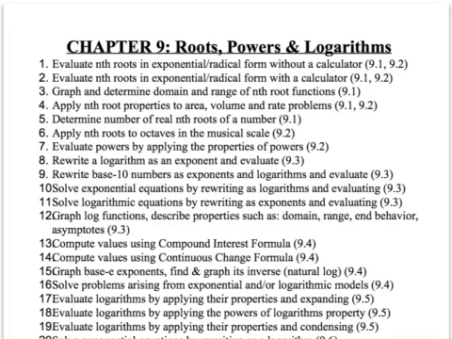Okay, as you start section 9.3, you're going to see that there are a handful of objectives that we're going to accomplish, numbers 8 through 12. So we're going to review how to rewrite a logarithm as an exponent and evaluate it, which you did last year in Algebra 2. 9, rewrite base 10 numbers as exponents and logarithms and evaluate. 10 and 11, we're going to solve exponential equations by writing as logs. And then the other side, solve logarithmic equations by writing as exponents. And then the last thing is graph log functions describing properties such as domain and range and what have you.